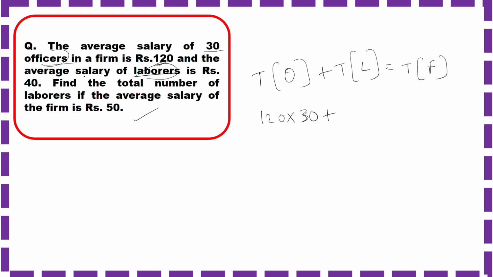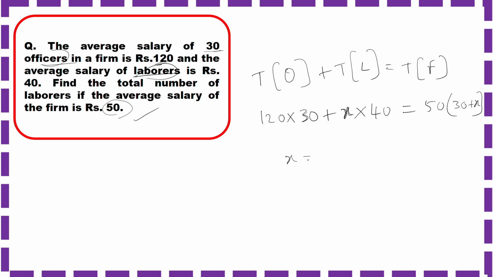We do not know how many laborers. So let the total number of laborers be x, plus we know the average salary of the laborers, so it should be multiplied. So x into 40 is the salary, that is equal to the total salary of the firm. We know the average salary of the firm, which is 50. So 50 into total number of people. How many are there? 30 are the officers plus x are the laborers, right? So just calculate this and find out x.